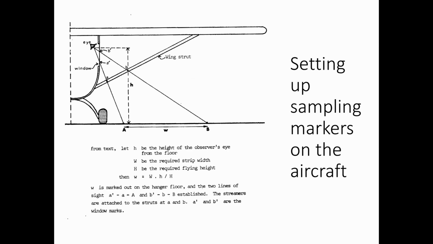And you're setting up your aircraft very, very carefully, and measuring on the ground, extrapolating to your strip width at a certain flying height, using standard methods, this one again from Counting Animals, of how you set up a strip width of 150 meters when flying at the flying height that you want.